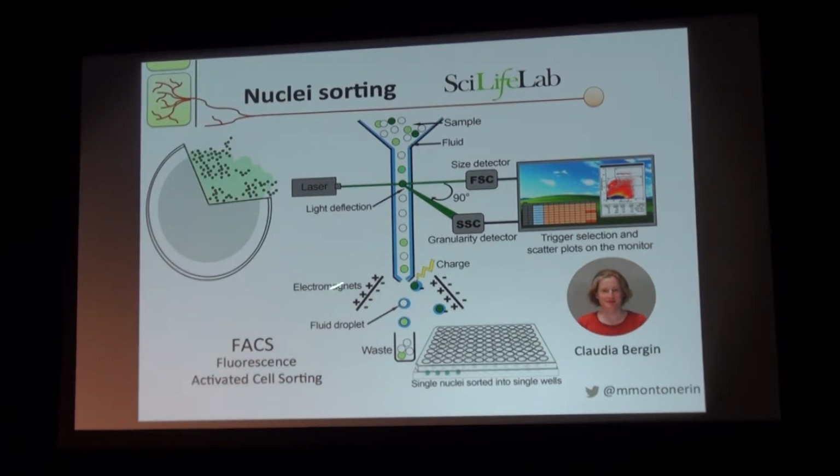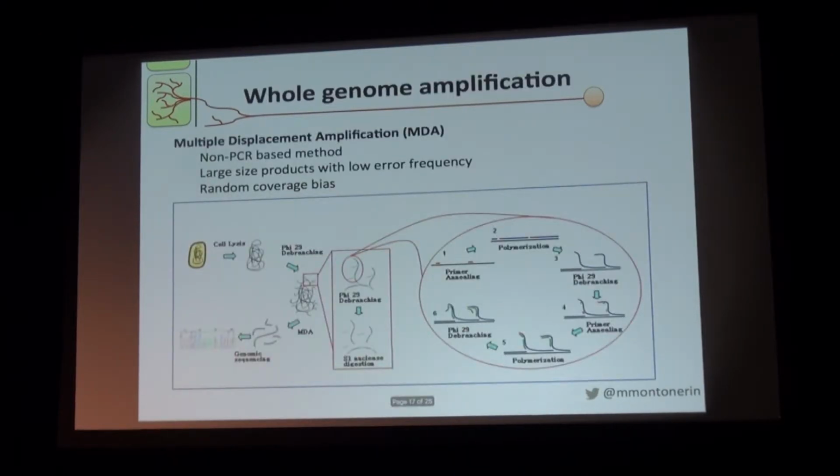These nuclei, we can then tell the machine to put into single wells. So we can put one nucleus per well or multiple nuclei per well. And then we do the multiple displacement amplification, like Tim was saying until now. It's a non-PCR-based method, and it's good because we get very long fragments and with lower error frequency. Also, one key thing of this method is the more or less random coverage bias, at least more random than in PCR-based methods.